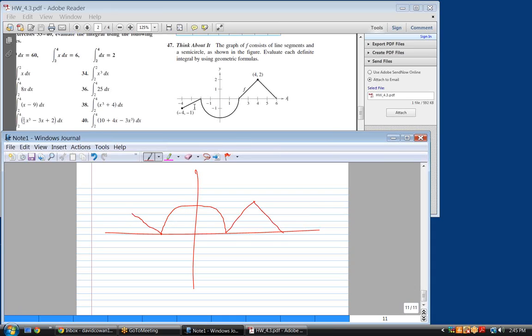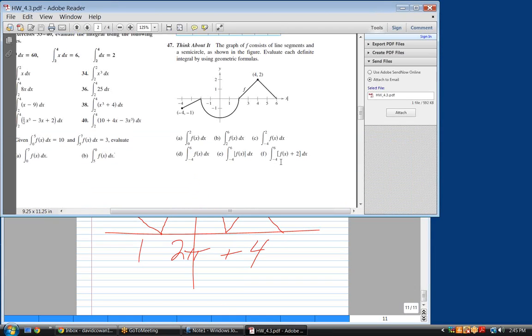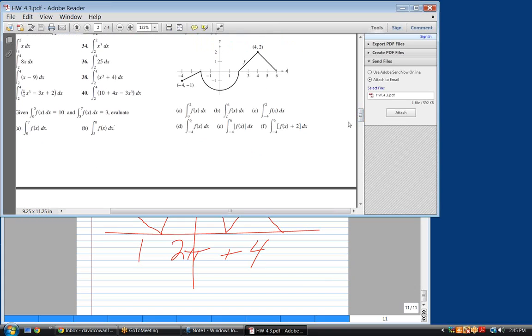In other words, everything that's in negative territory flips over the x-axis so that it's all positive. It would be the previous answer except for everything's positive? Correct. So 1 plus 2 pi plus 4. And finally, the area of that function plus 2.